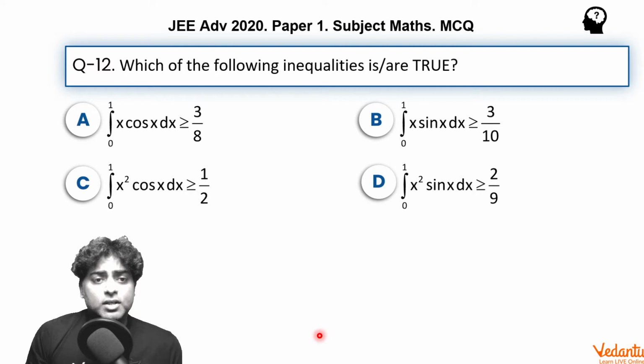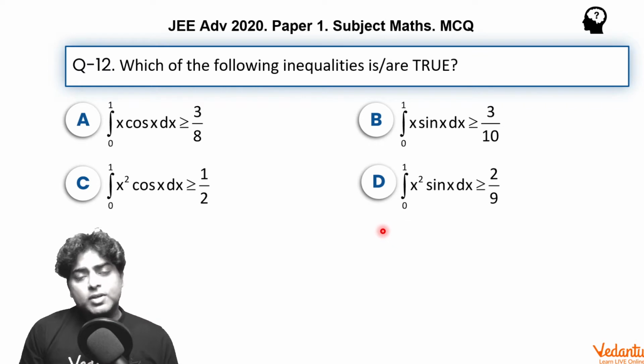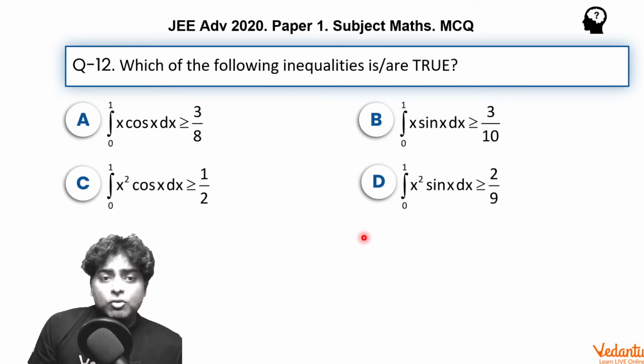Option A: integral 0 to 1 of x cos x dx is greater than or equal to 3 by 8. Similarly, option B: integral 0 to 1 of x sin x dx is greater than or equal to 3 by 10. Option C: x square cos x. Option D: x square sin x. In every option you can see a lower bound is required, the minimum value of these integrals.